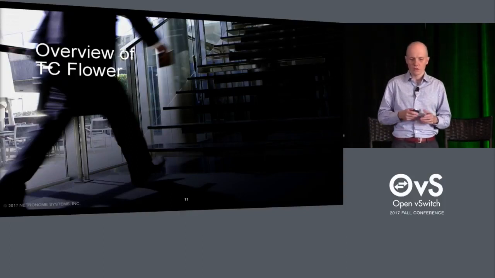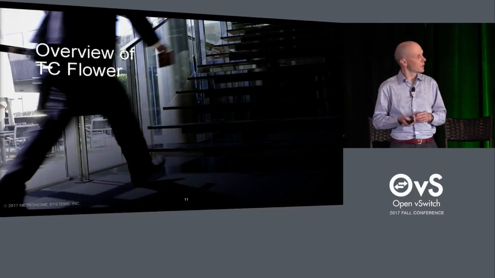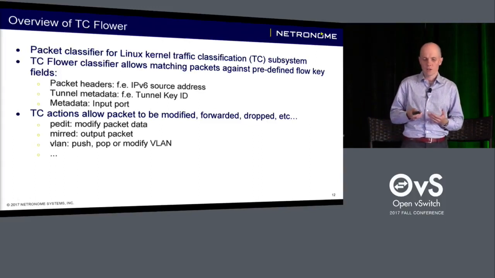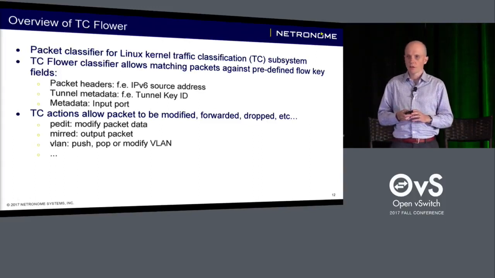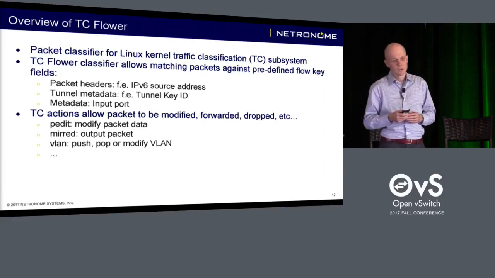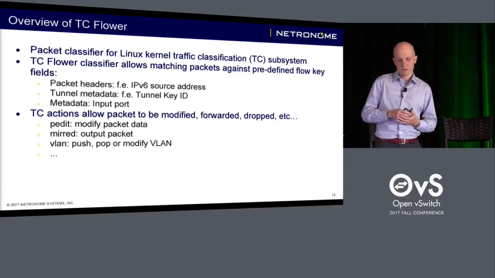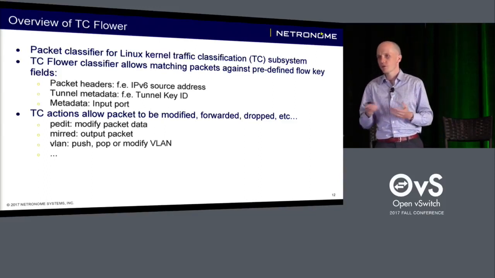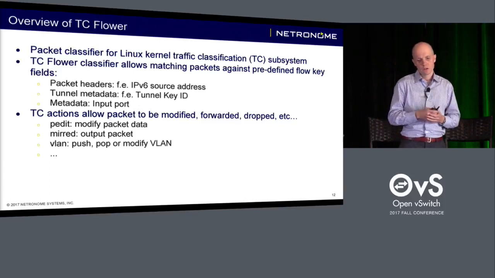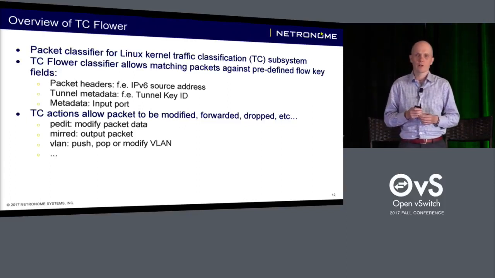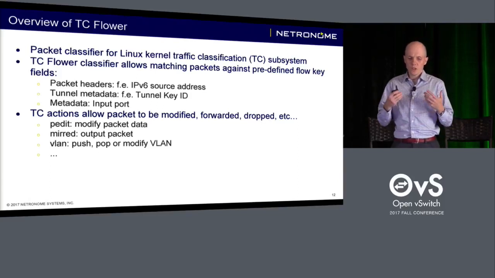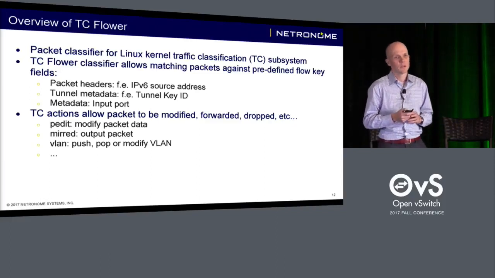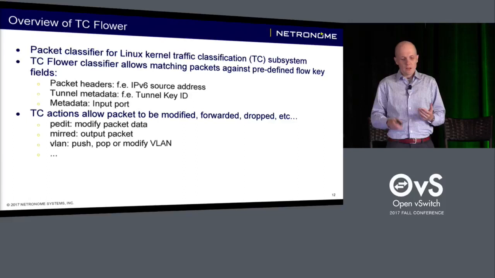So what is TC Flower, and why is it that we're using it for this application? Overall, it's pretty similar to OVS. It's a packet classifier in the Linux kernel. It's part of the TC subsystem. Like OVS, it allows matching on a variety of predefined flow keys. You can match on, say, IP addresses. You can match on UDP ports. You can also match on metadata and tunnel metadata and so on. It doesn't allow you to do arbitrary matches on, say, specific bytes at specific offsets, but neither does OVS. And then we have the action side.